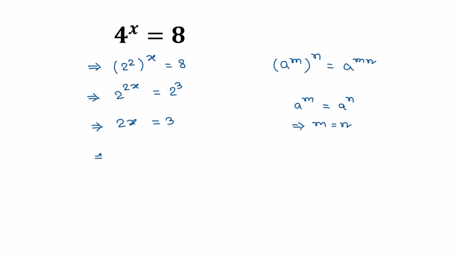Now divide both sides by 2. We will get on the left side 2x over 2 is equal to the right side 3 over 2. We have divided both sides by this 2. This 2 and this 2 will cancel out, and it will be x is equal to 3 over 2. And this is the solution of our given equation.